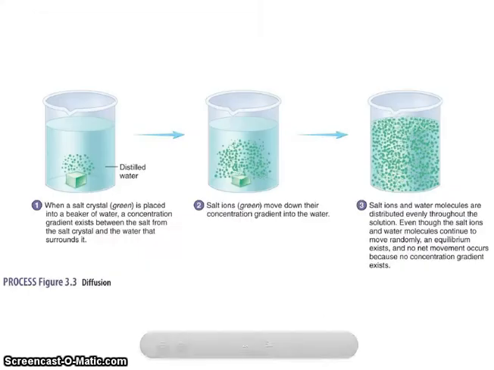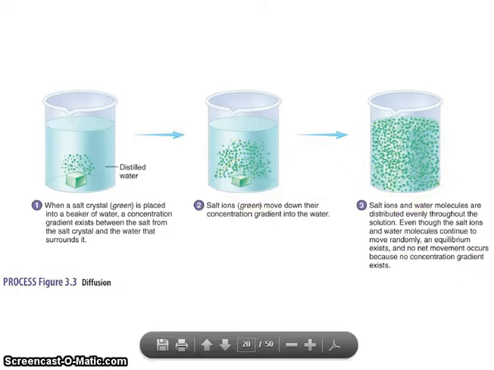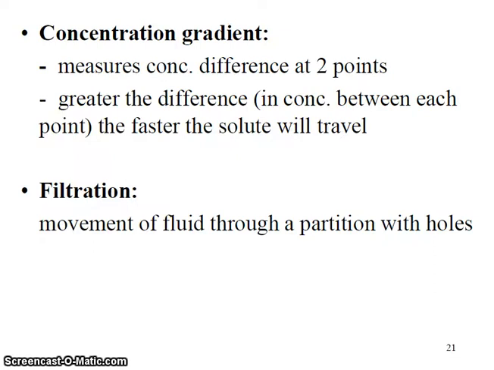These visuals that are in your book are very good for you to look at. This shows you an example of salt crystals, or a sugar cube, placed in a solution or in water, which will diffuse until they are spread equally throughout. All right, a concentration gradient measures a difference in concentration, and filtration is defined here for you.